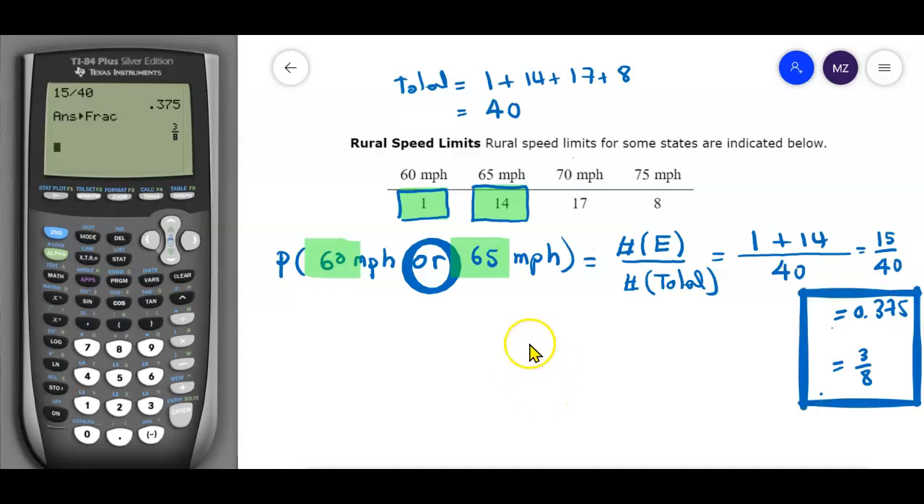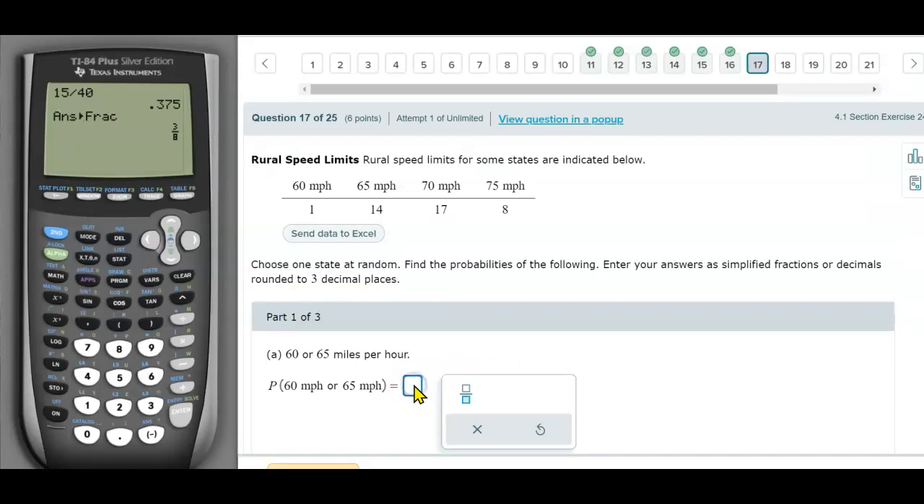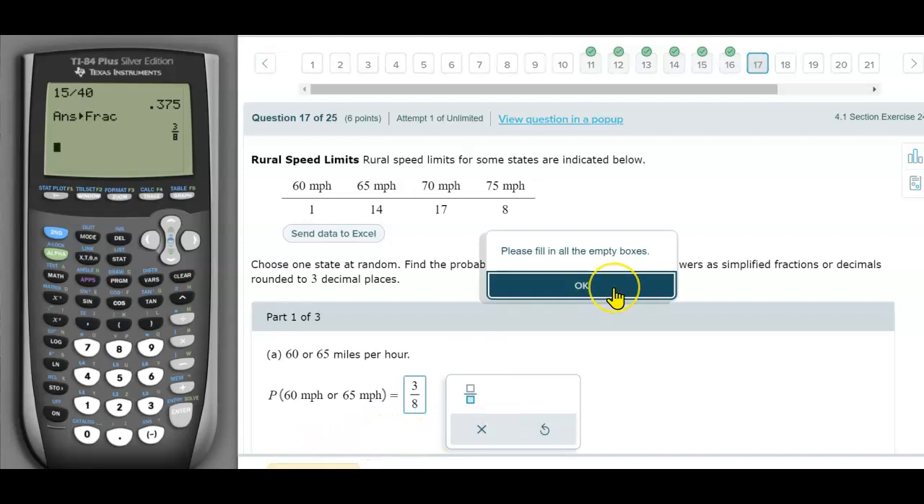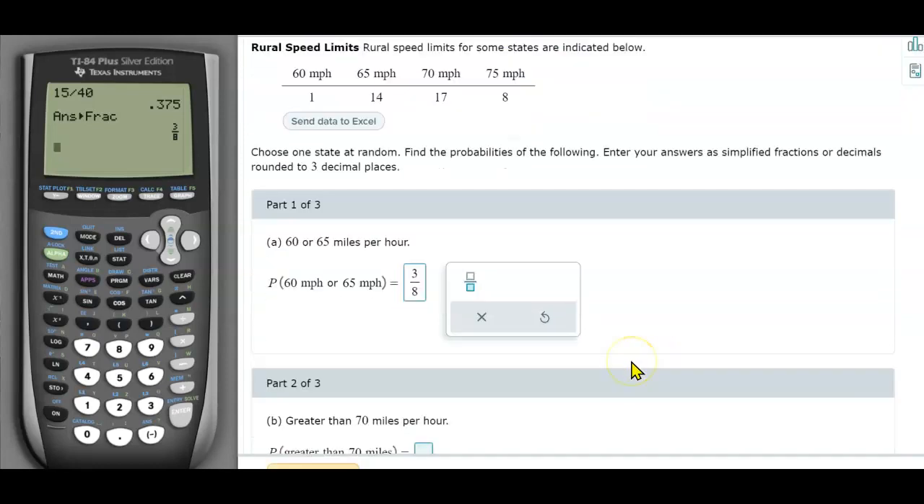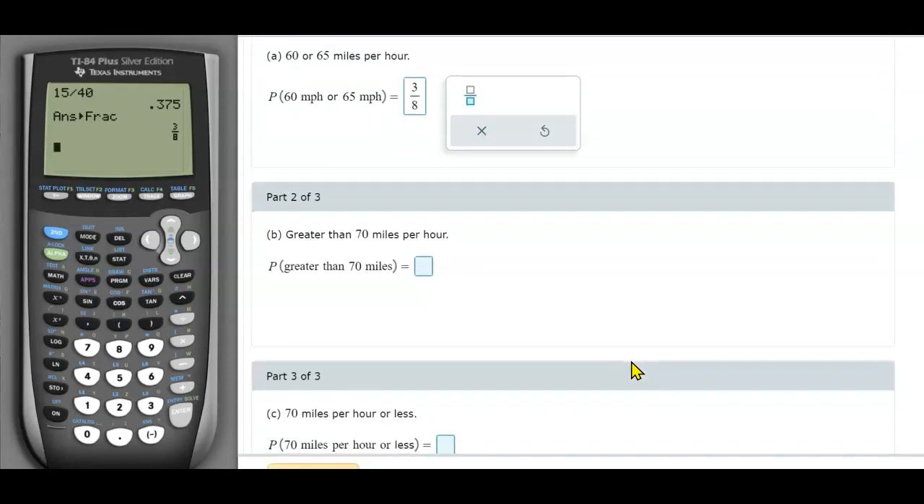So let's go and check it. I'm going to type 3 divided by 8 and check. Oh, I have to answer all the other ones too, right? So there you go.